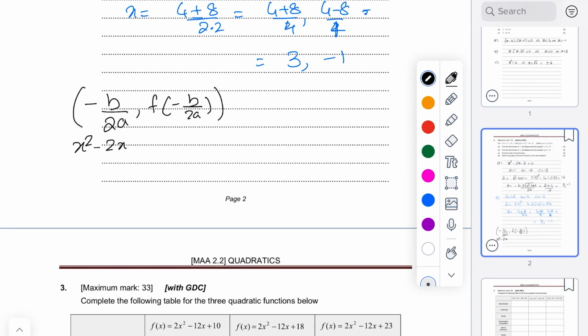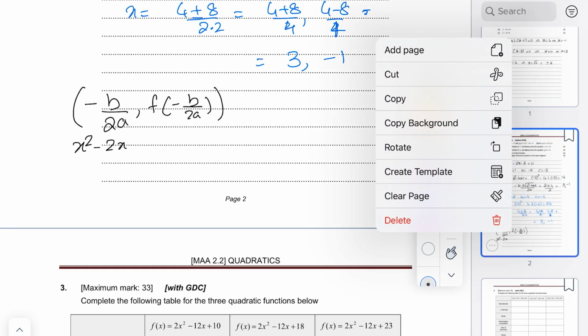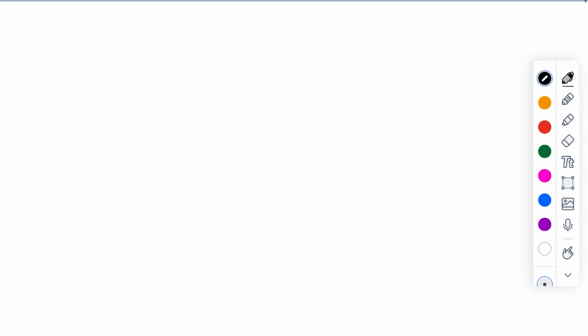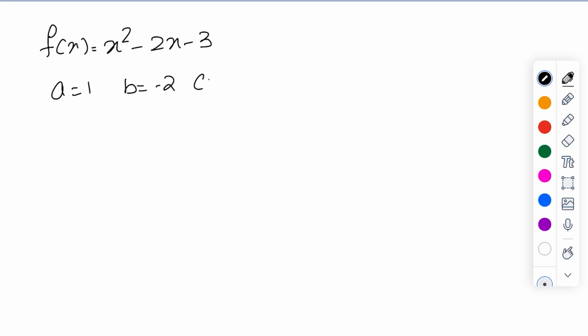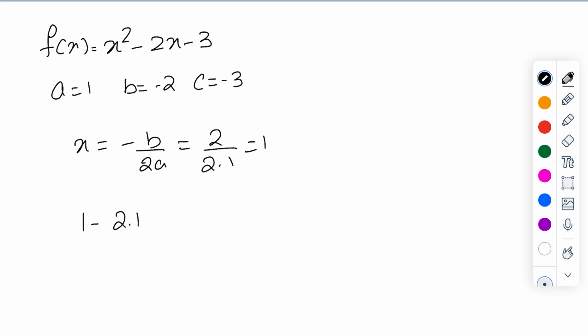So I'll be starting a new page and writing it out over there. That will be making more sense. So f of x, which is x square minus 2x minus 3. So now a equals 1, b equals negative 2 and c equals negative 3. So the x coordinate of the vertex is minus b upon 2a, which is 2 upon 2 times 1, which is going to be 1. Plug in 1: 1 minus 2 times 1 minus 3, which is going to be nothing but what? Y value, which is negative 4. So the vertex is 1 comma negative 4.